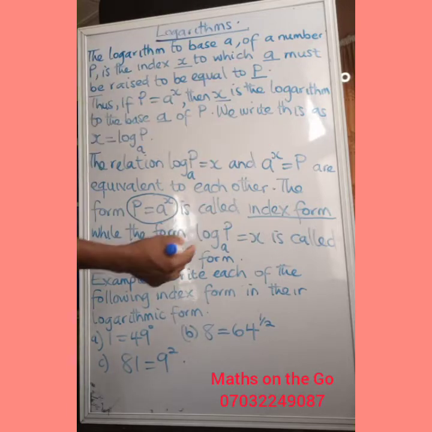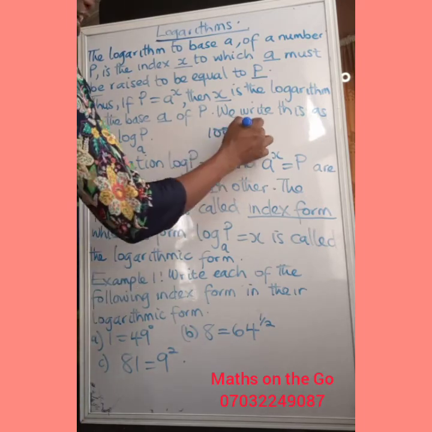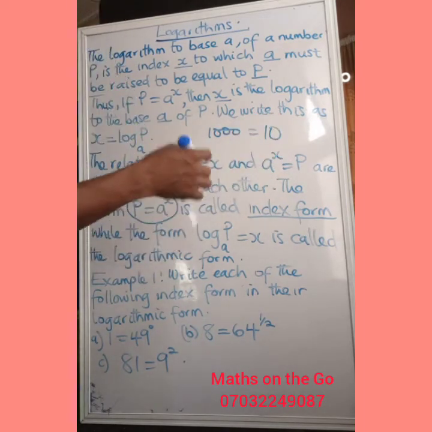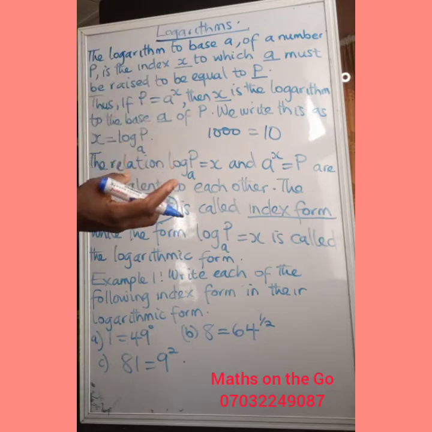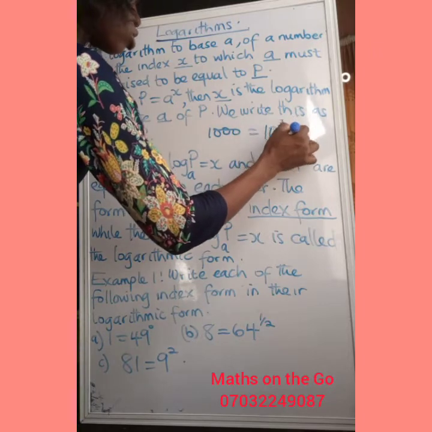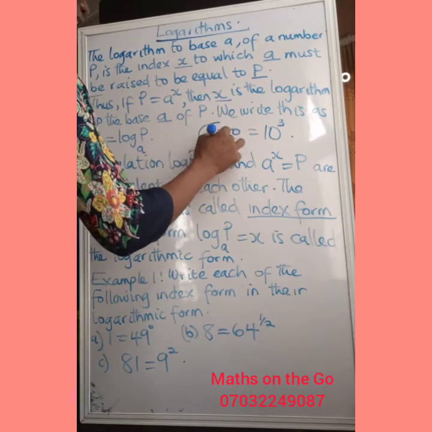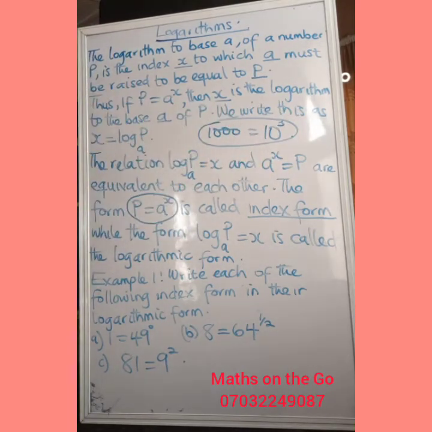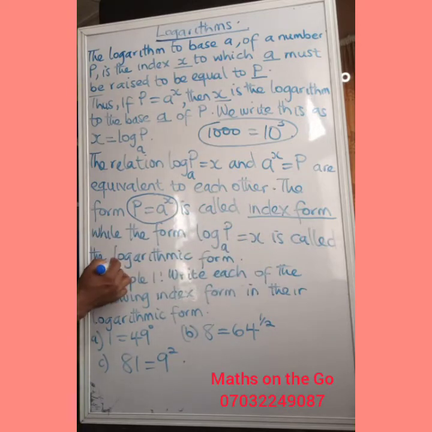For example, if you're given 1,000 and asked to write it in index form, it will be 10 raised to, how many tens will you multiply? We multiply 10 in 3 places. 10 times 10 is 100. 100 times 10 is 1,000. So that will be 10 raised to the power 3. This is index form. Now if you write log P base A equals X, we call it logarithmic form.